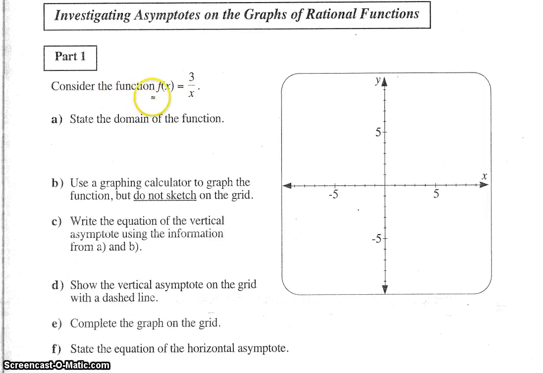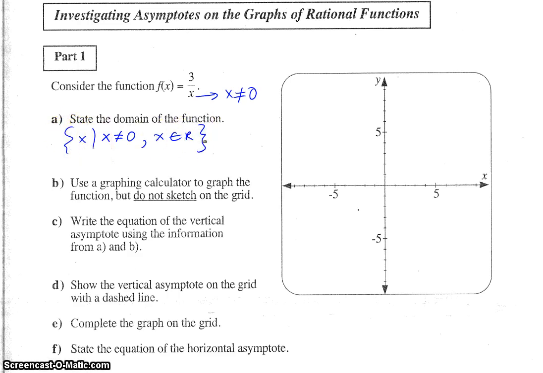So first, consider the function f of x equals 3 over x. State the domain of the function. So when you look at this, what do you notice? X really is in the denominator, and therefore what's our non-permissible value? That's right, x can't equal 0. So that means our domain would be x can't equal 0, but it could be anything else. So we'll tack on x is an element in the reals. If we want set builder notation, we would show it like that.